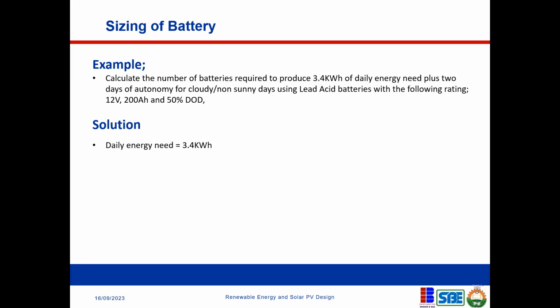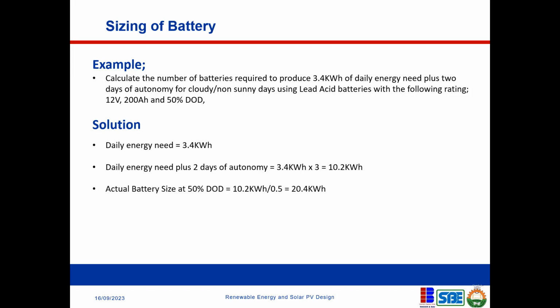Now, his daily energy need is 3.4 kilowatt hour or 3,400 watt hour, right? That is the daily energy need. Now, we want to consider 2 days of autonomy. So 3.4 kilowatt hour times 3 will give us 10.2 kilowatt hour. Now, the actual battery size at 50% depth of discharge is that 10.2 kilowatt hour divided by 0.5. When we run that division, we have 20.4 kilowatt hour or 20,400 watt hour.